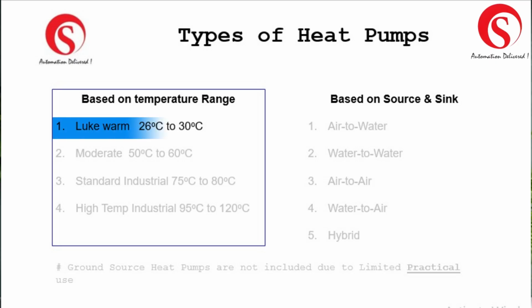Let us first talk about the types of heat pumps based on the temperature they deliver. Basically there are 4 types of heat pumps in the small capacity range which could be applied in your industries. First is a sort of lukewarm temperature heat pump, with about 26 to 30 degrees centigrade output temperature. You may ask, this is a normal ambient water temperature, why at all do you require a heat pump? Some applications, for example, commercial applications like swimming pools.